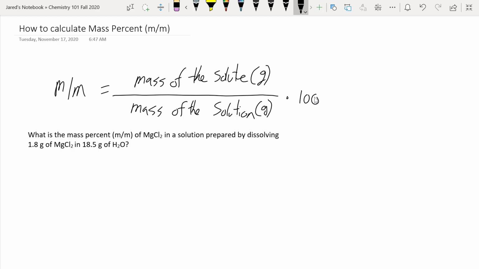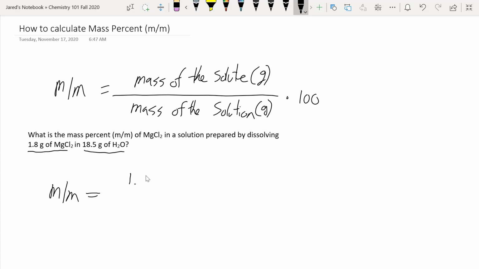So let's go ahead and work through an example here of how to calculate mass percent. Here in this example, it asks what is the mass percent of MgCl2 in a solution prepared by dissolving 1.8 grams of MgCl2 in 18.5 grams of H2O. So the first thing that we're going to need to calculate our mass percent is going to be the mass of the solute. When we look at this problem, we need to figure out what the solute is. And so we can see that we've dissolved 1.8 grams of MgCl2 in 18.5 grams of H2O. And so in this case, the MgCl2 is going to be our solute.